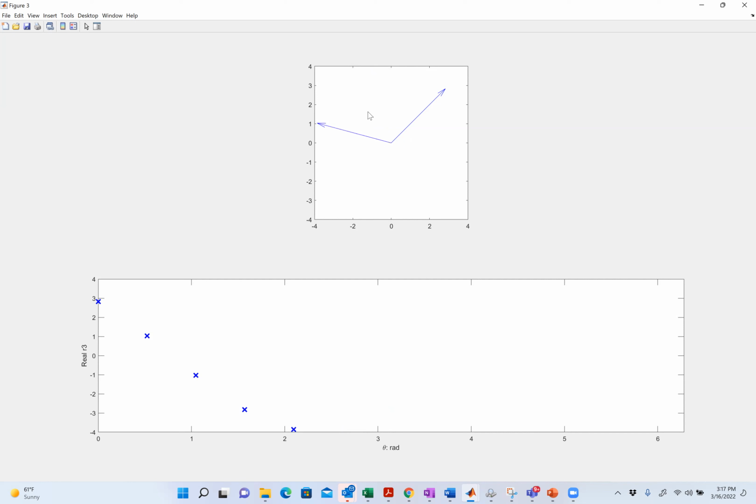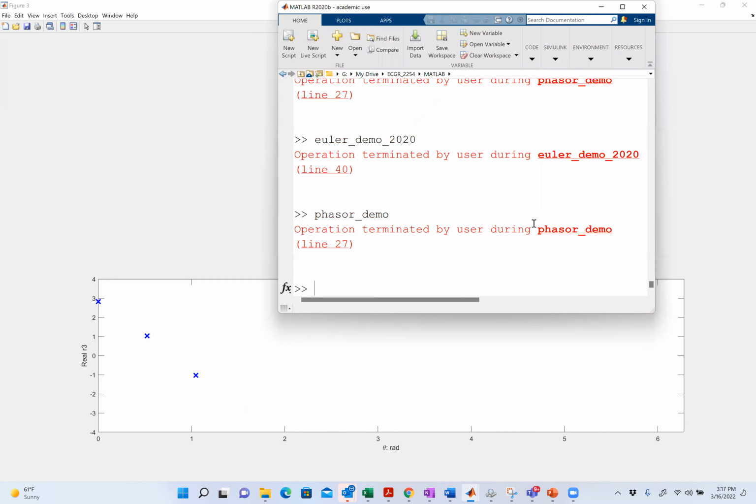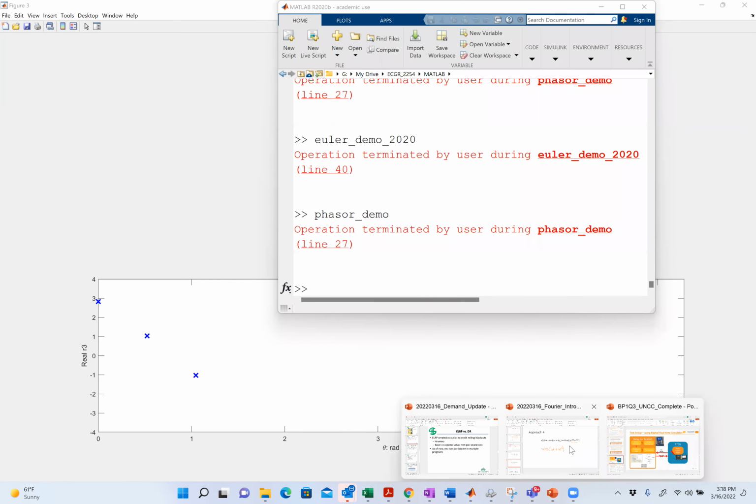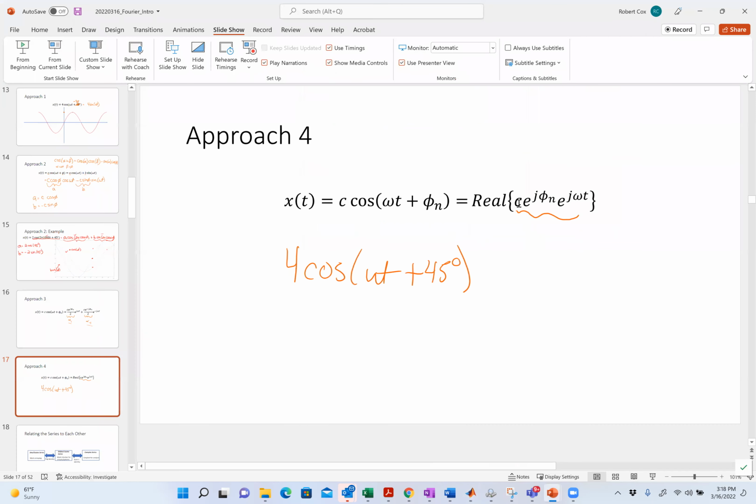Now, what's this guy that's not moving? That's the static phasor. That thing right there, the static phasor, is c e to the j phi. In this case, that was 4 e to the j 45 degrees, or in polar form, 4 angle 45 degrees. So it's basically some vector that's sitting there not moving.